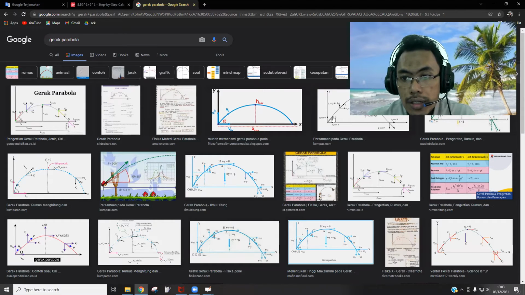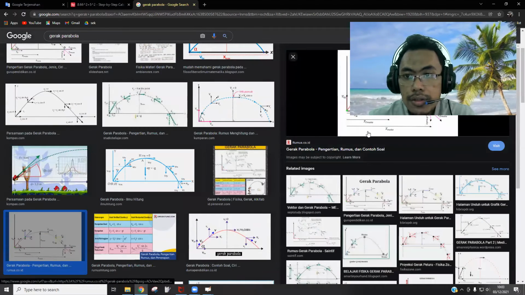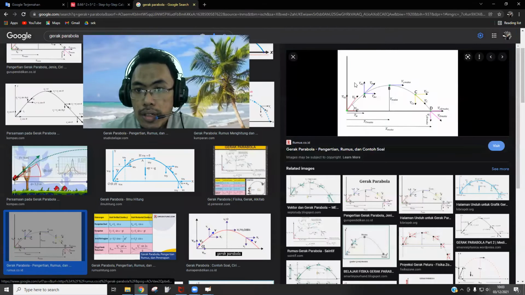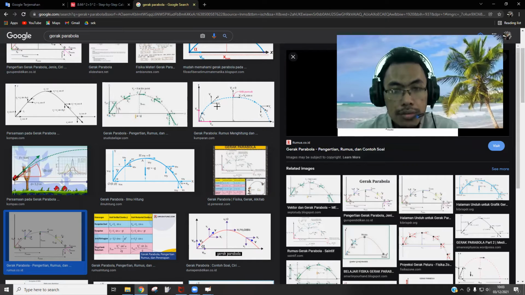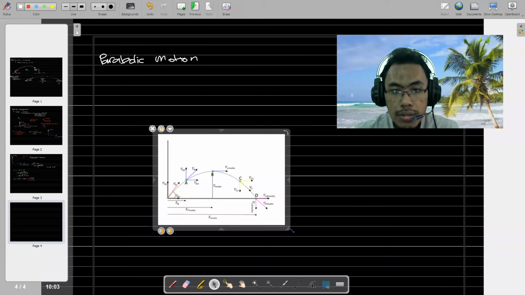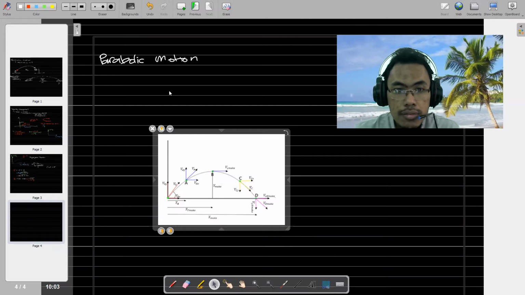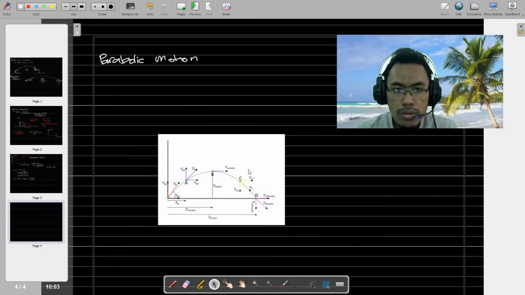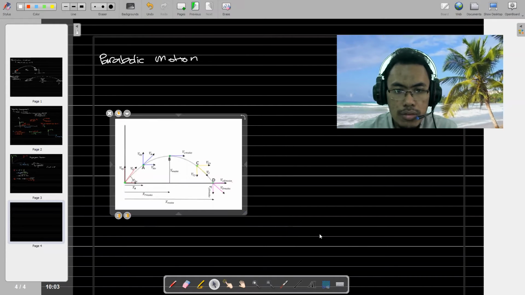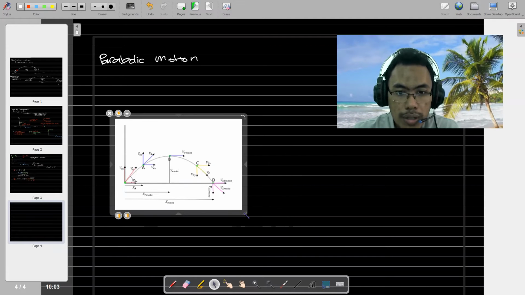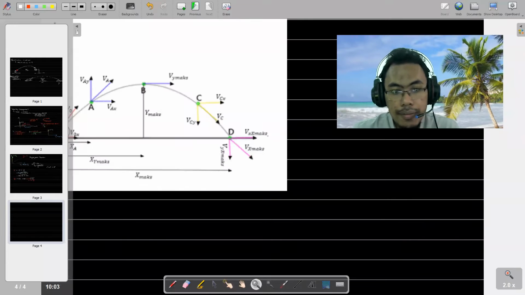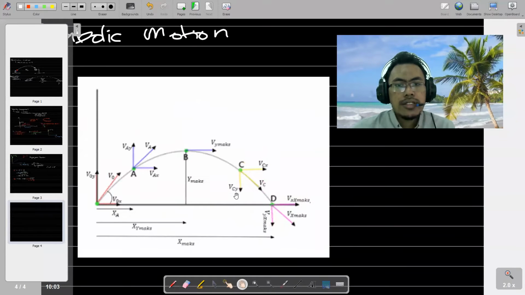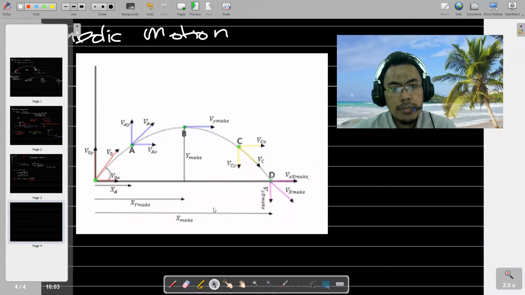I will use this one. Okay, so I will copy in this image. Yeah, so this image. I cannot make it bigger. Okay, so let's take a look at this picture.